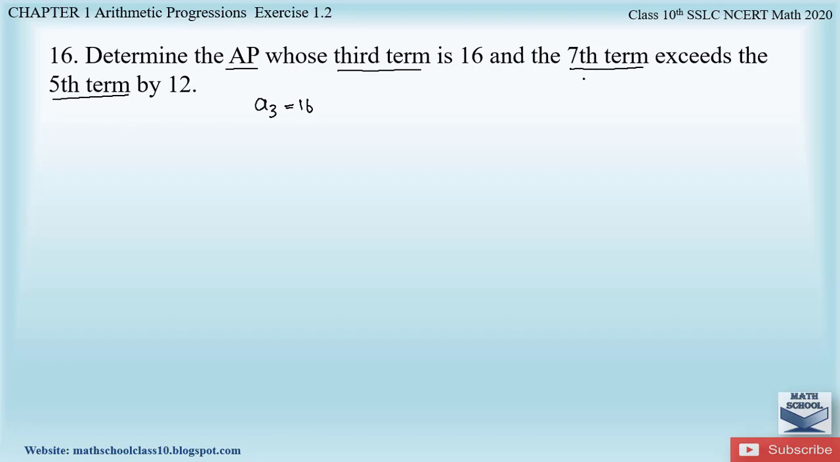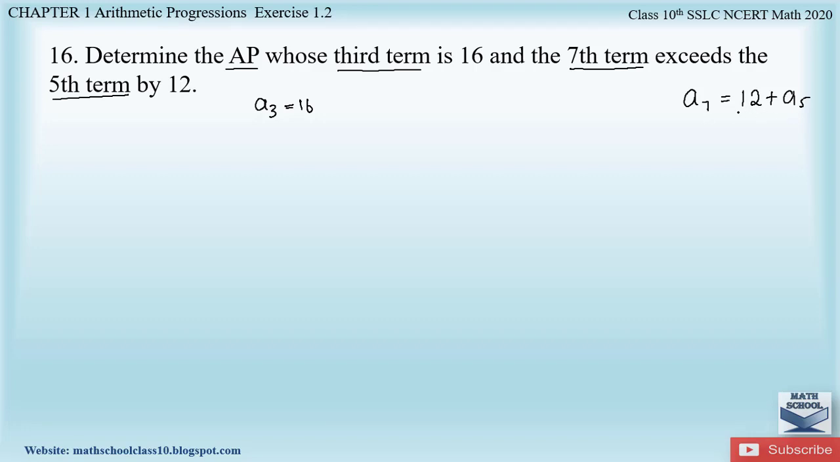This type of question we have already solved, I think, in the example problems. I have already explained this before. So the question says the seventh term exceeds the fifth term by 12. If you add 12 to the fifth term, then the seventh term and the fifth term will become equal. Exceeds means it is more. The seventh term is 12 more than the fifth term.